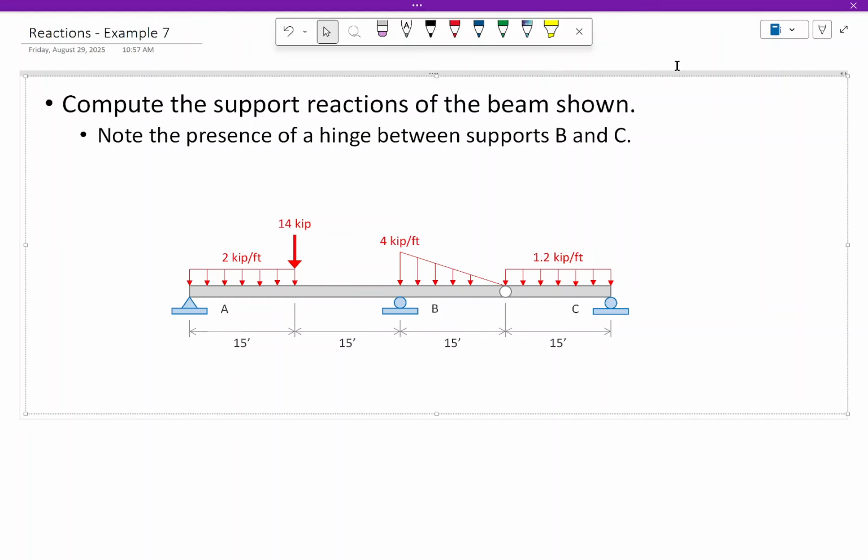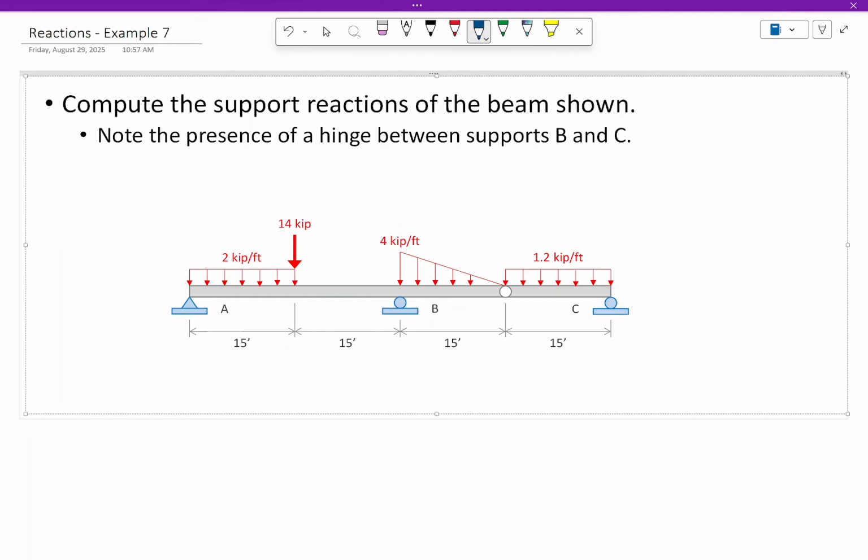Now, is this structure determinate? What is the stability and determinacy classification of this structure? Is this structure stable? I mean, the reactions are not all concurrent. They're not all parallel, right? Let's identify those reactions.